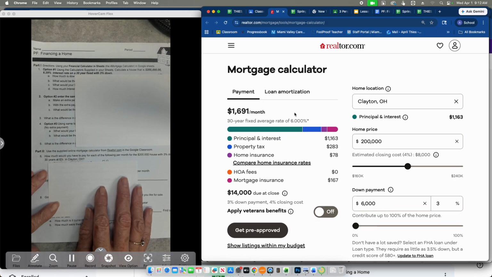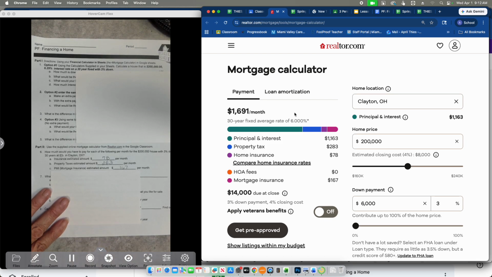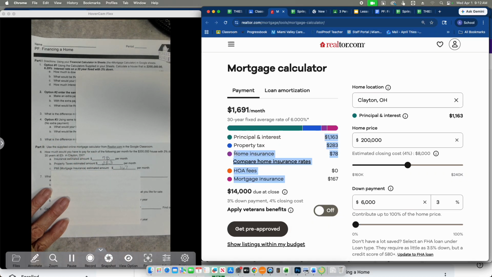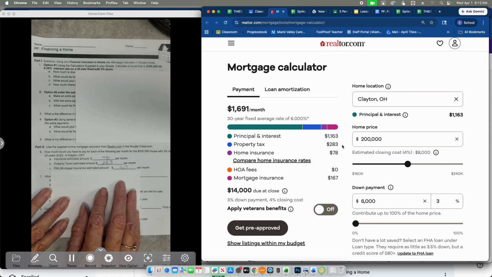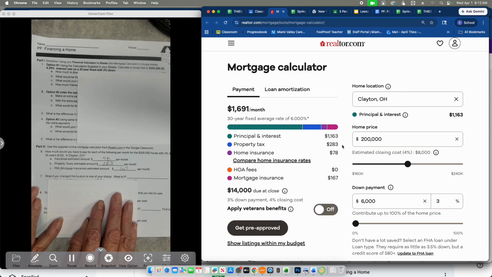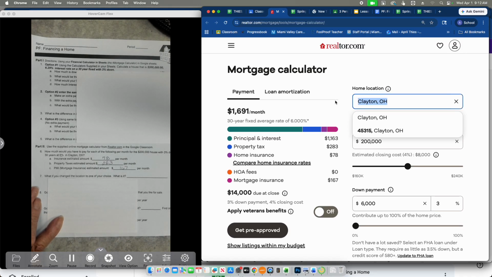So then you will go in here and you will answer these questions. Now these could be different numbers, if property taxes change, or maybe homeowners insurance in the state of Ohio has gone up. So you will write, insurance estimate, this is homeowners insurance, $78 in this case. PMI, $167. That is this mortgage insurance. And then property taxes is $283. You now will go down and change this location to maybe the town that you live in. If you live in Clayton, pick another city around the area.